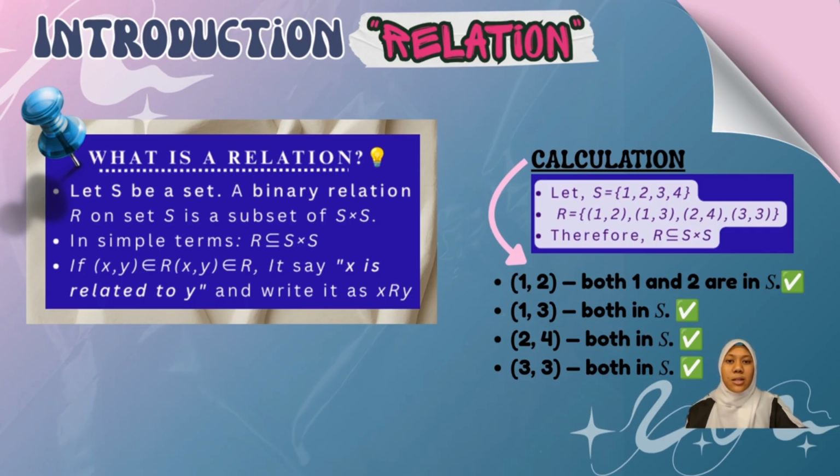The Cartesian product S cross S contains all possible pairs. There are 16 of them. Our relation R has just 4 pairs. But are those 4 pairs actually inside S cross S? Let's check one by one. (1, 2): both are in S. Same goes for (1, 3), (2, 4), and (3, 3), both in S also. Since every single pair in our relation belongs to S cross S, we have proven that R is a subset of S cross S. Therefore, R is a valid binary relation on set S.